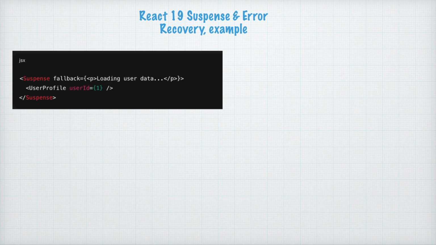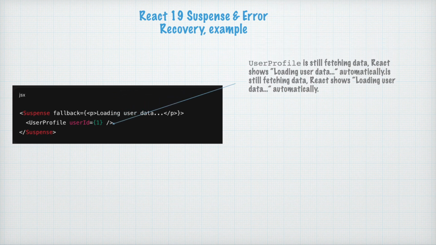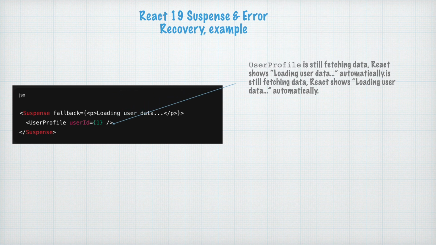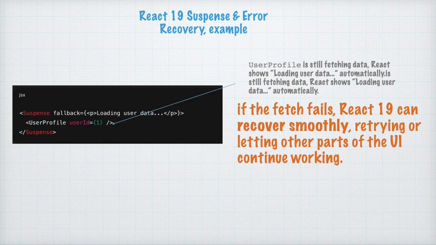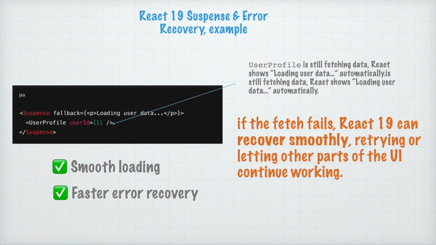Here's a simple example. If useEffect is still fetching data, React shows loading user data automatically. And if the fetch fails, React 19 can recover smoothly, retrying or letting other parts of the UI continue working. This means your app feels more stable and less frustrating for users. No more blank screens or crashes when data fails to load. Smooth loading, faster error recovery, better UX for async apps.